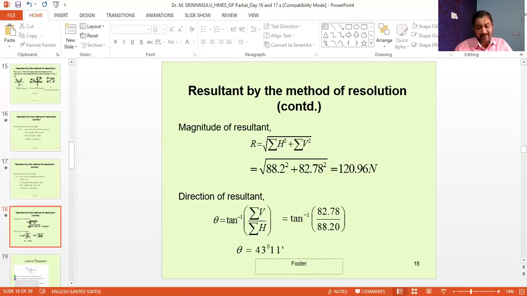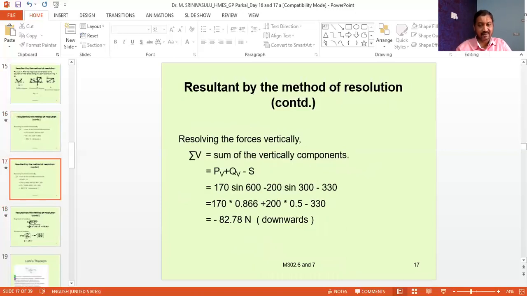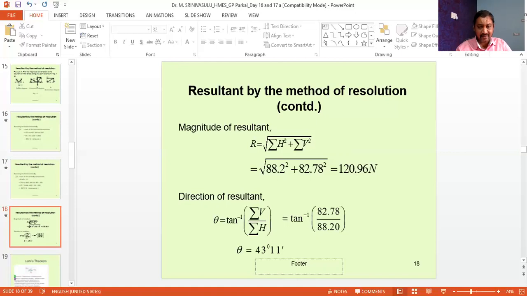Now we have to decide in which quadrant it is acting. We know that in this case sigma v is negative and sigma h is also negative. When both sin theta and cos theta are negative, this is possible only in the third quadrant. So that means the resultant is acting in the third quadrant.